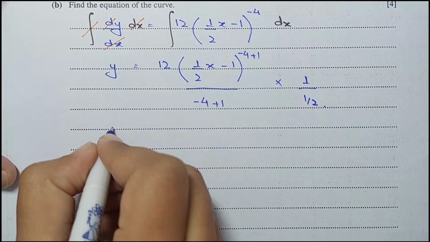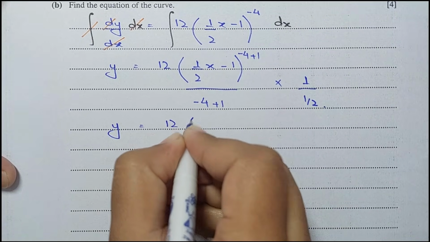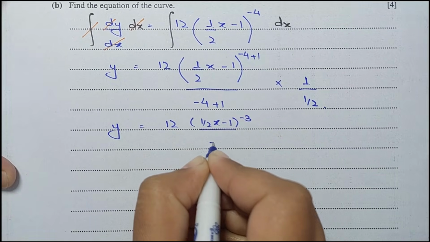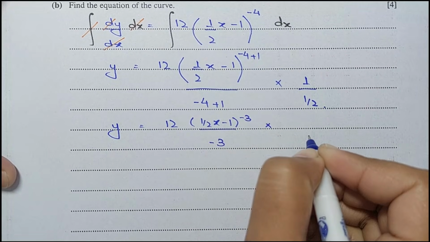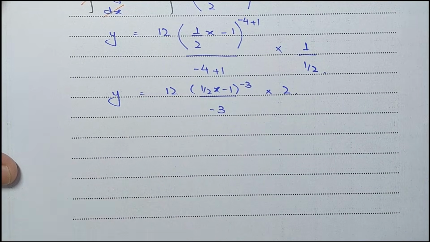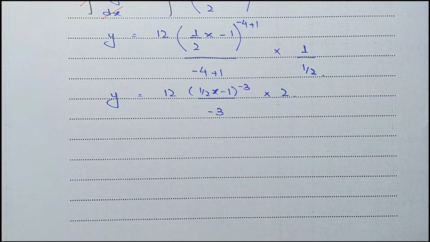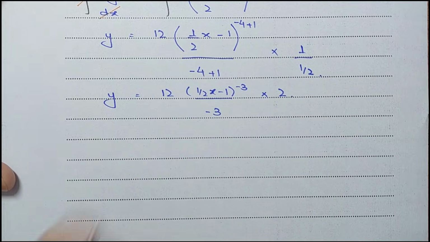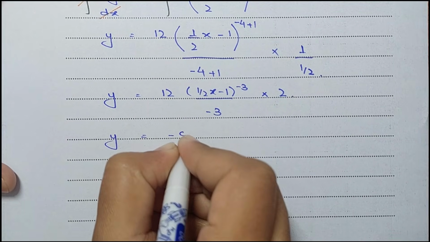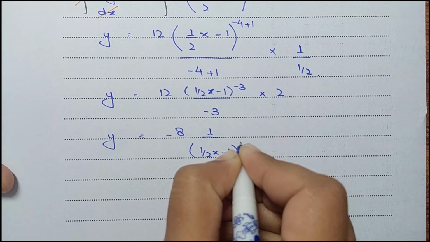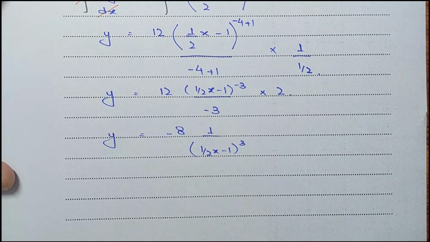Okay. Now we have y equals 12 into (1/2 x minus 1) to the power negative 3, over negative 3, multiplied by 1 over 1 by 2, which is just 2, the reciprocal. And 2 times 12 gives you 24, and divide by negative 3 as well, right? 2 times 12 divided by 3 is 8, so negative 8. Y is minus 8 over (1/2 x minus 1) whole power 3. It's a positive power. This is a curve, right?